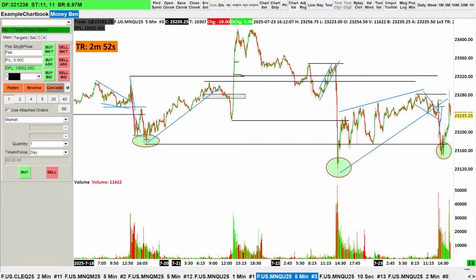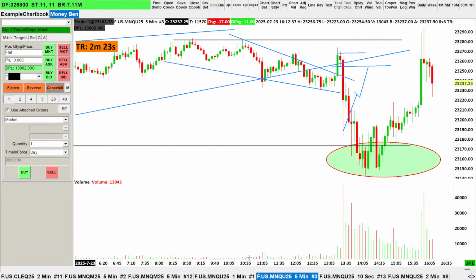Good thing I zoomed out because I saw this inverse head and shoulders. Boom, boom, boom. This is why I tell you guys all the time, you have to zoom out to look at your levels, previous day levels, and current levels. So we have this level right here, this level, and this level. Automatically I'm thinking Nasdaq most likely is going to react to this level. I don't know for sure, but I'm looking for reactions, and that's what I saw. I saw reactions, and then the market went up. I went long.